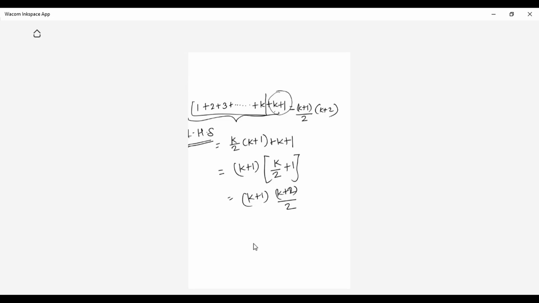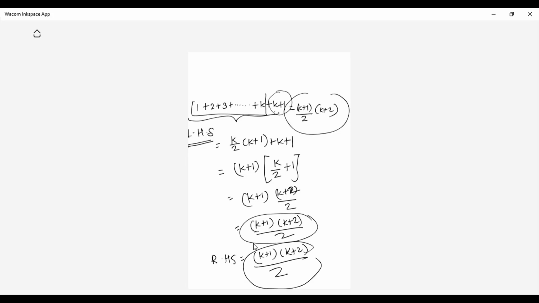k plus 2 divided by 2. So can I write this as k plus 1 into k plus 2 divided by 2? And just check it out, RHS. RHS is also k plus 1 into k plus 2 divided by 2, this term. So is LHS equal to RHS, student, over here? Yes or no? Yes. So LHS is equal to RHS.